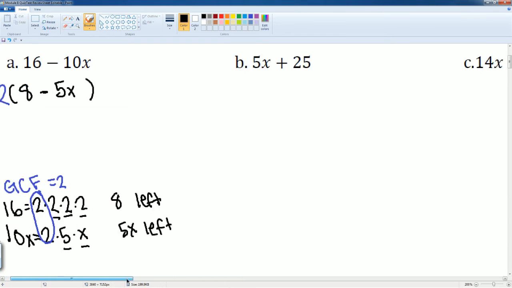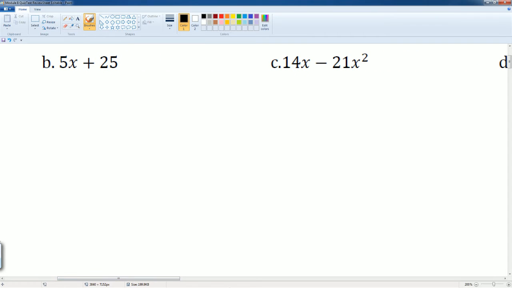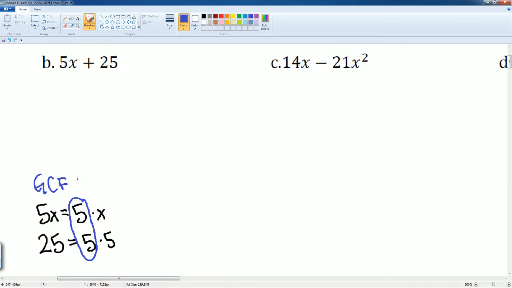Let's look at B. We are here looking for the greatest common factor. We get each term. So the first one's 5x. That can be split up into 5 times x. Then we have 25, which can be split up into 5 times 5. The greatest common factor here is 5. So the GCF is equal to 5. So 5 is the greatest common factor.